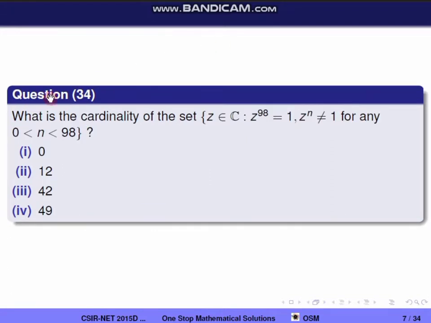Next question, question 34. What is the cardinality of the set of all z in C such that z to the power 98 is equal to 1, and z to the power n is not equal to 1 for any n with 0 less than n less than 98? So we are given a set here. We have to find how many elements are there in this set. We look into the concept used.